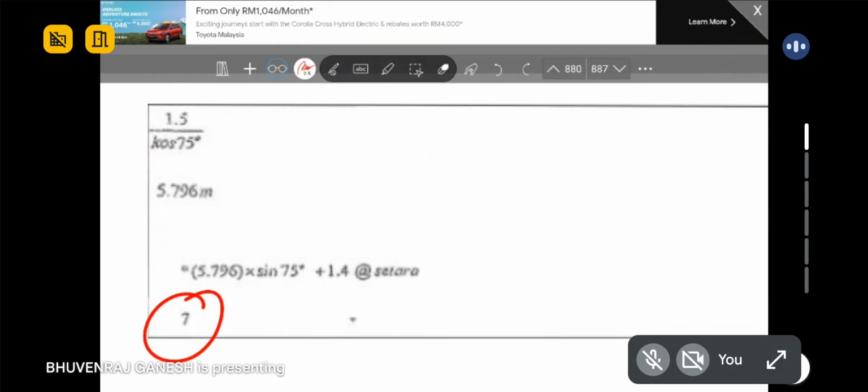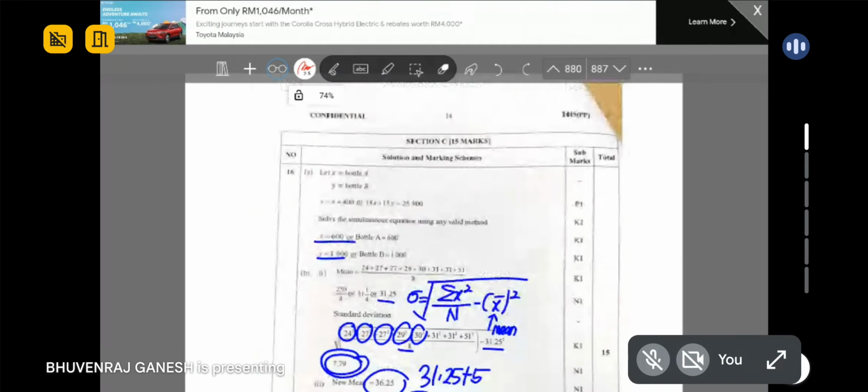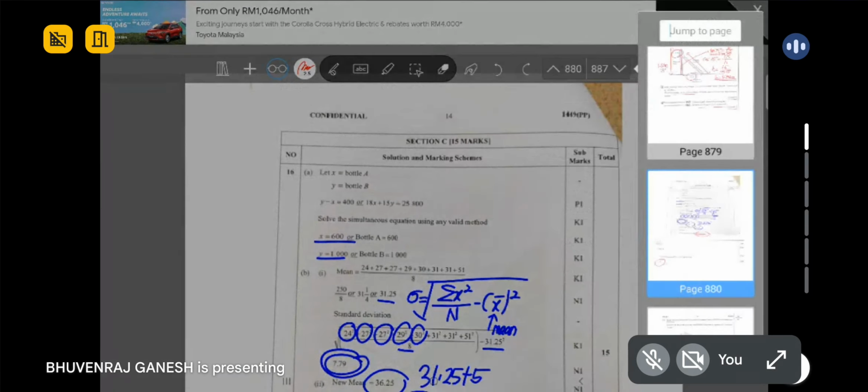Not so difficult, right? This is 15 marks. I rasa boleh dapat markah penuh. Okay, not that hard. Alright? Okay, so now we go directly to the objective questions, guys.